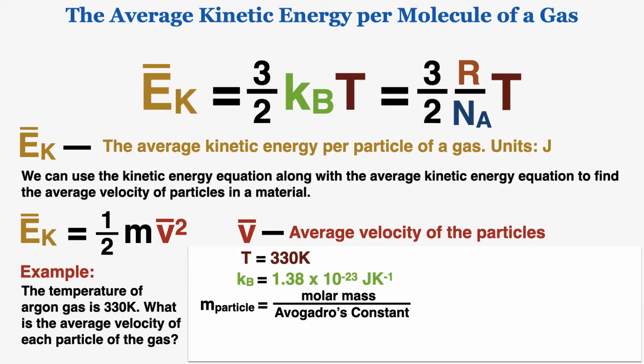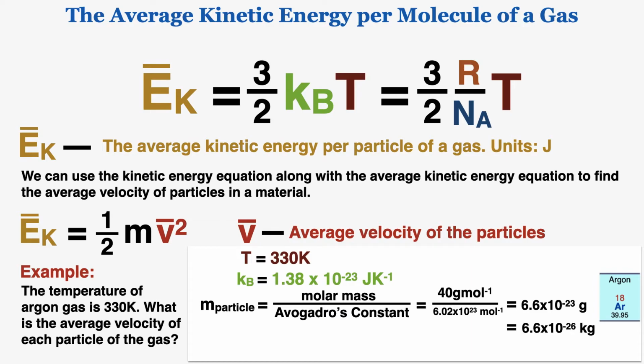That's the mass of one individual particle of a material. I can see that the molar mass of argon is about 40. It's at the bottom of its symbol on the periodic table. So that means that the molar mass is 40 grams per mole, and I put that over Avogadro's constant to get this mass of any one particle of argon. And I want to convert this to kilograms because that's the mass that we use in the kinetic energy equation. So I divide that by 1,000 and get 6.6 times 10 to the negative 26th kilograms.